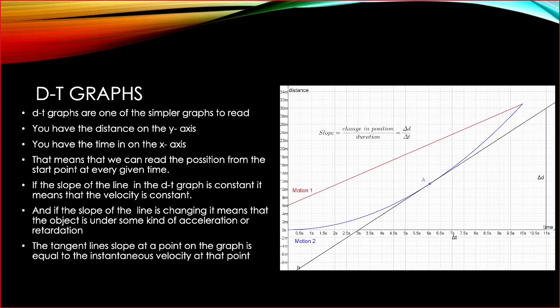So for this graph, we have point A, and I have drawn a tangent line to that. And to describe the instantaneous velocity at that point, we use the delta t and the delta s for that inclination. So you take the difference in distance divided by the difference in time, and you get the momentary or the instantaneous velocity.